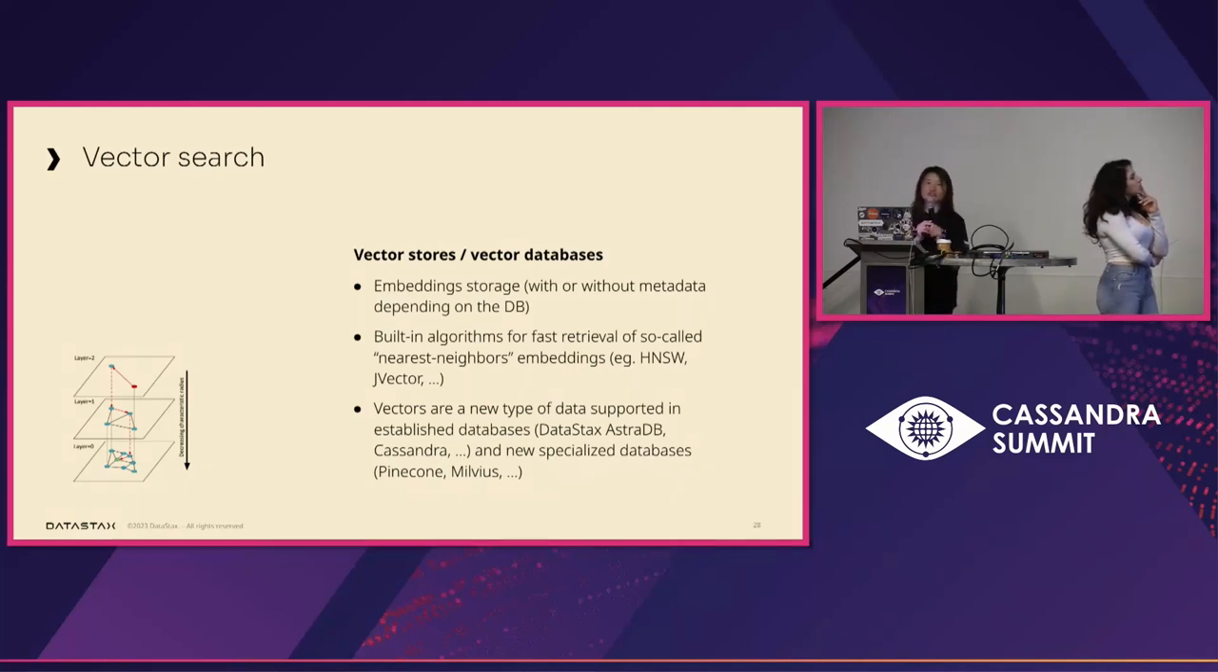I want to point out JVector, for example, is developed by our technical co-founder, Jonathan Ellis. He did the JVector, and that's actually becoming very popular. It's really fast, and it makes use of DiskANN, which is a Microsoft algorithm that he's using for doing super fast searches for vector embeddings. So, okay, that's that.